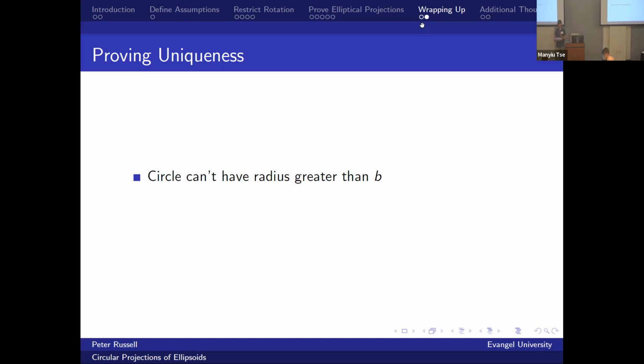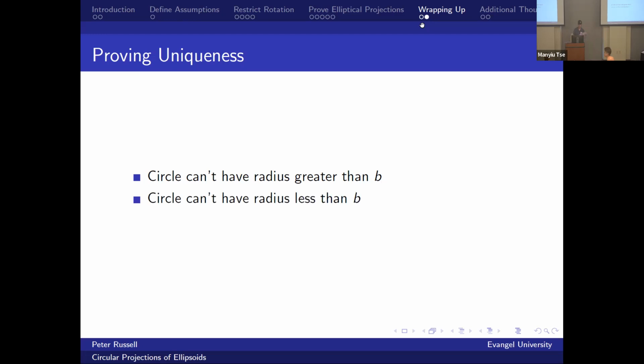And so we know that there's going to be some diameter through that shape that's a distance of 2b apart. And because we know that the shadow of the ellipsoid has to sit inside of that, we know that the shadow of the ellipsoid can't have a diameter greater than 2b, because the cylinder doesn't have a diameter greater than 2b.